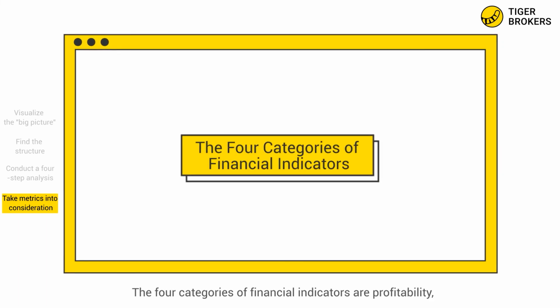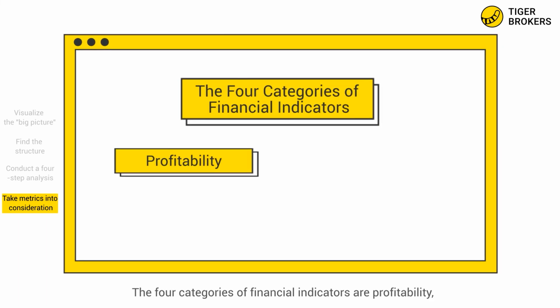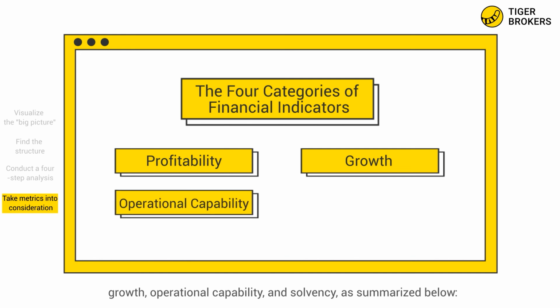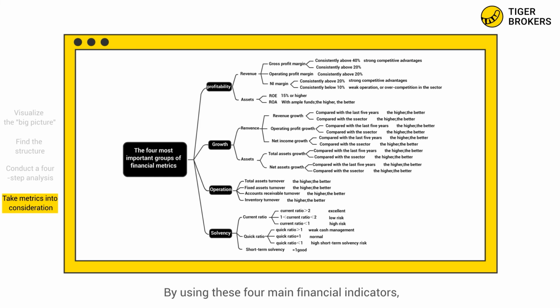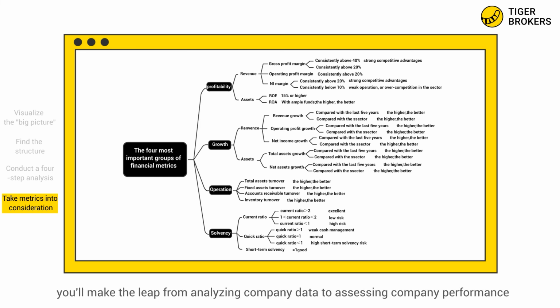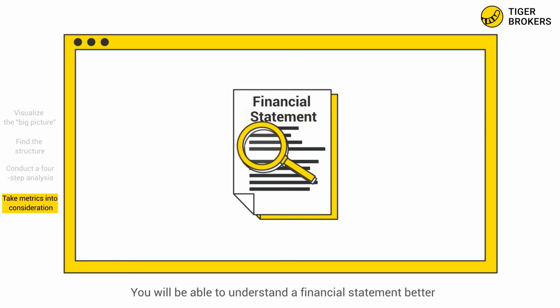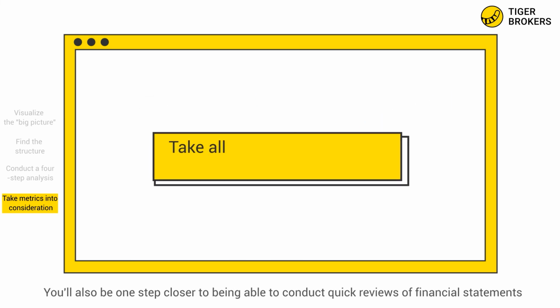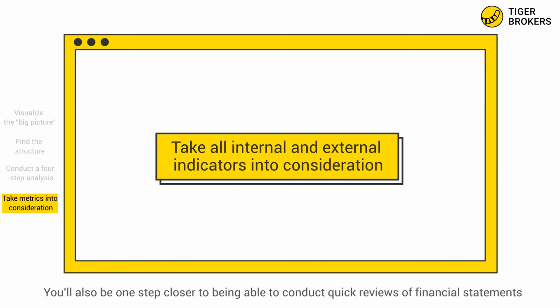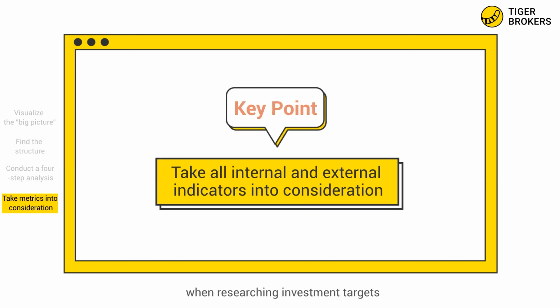The 4 categories of financial indicators are profitability, growth, operational capability, and solvency, as summarized below. By using these 4 main financial indicators, you'll make the leap from analyzing company data to assessing company performance. You will be able to understand the financial statement better and make a decision about an investment faster. You'll also be one step closer to being able to conduct quick reviews of financial statements when researching investment targets.